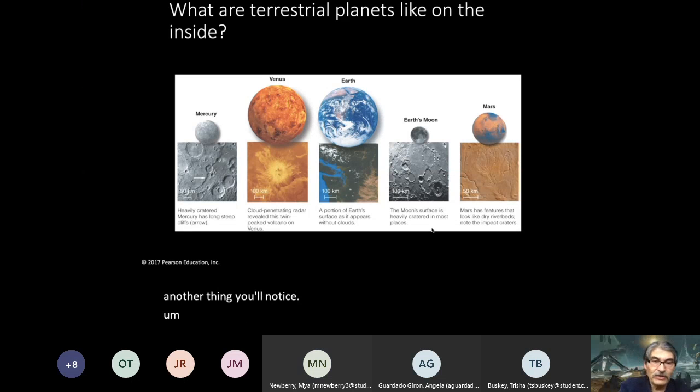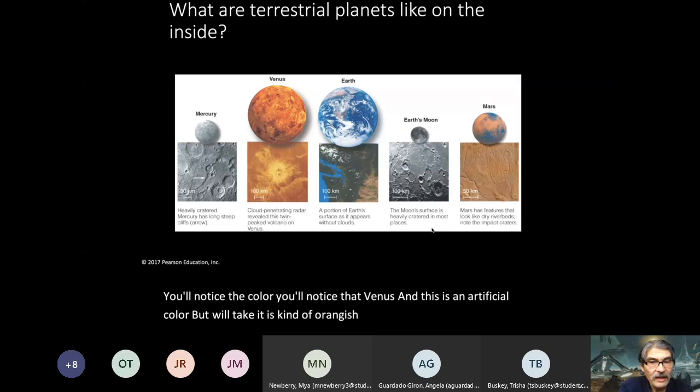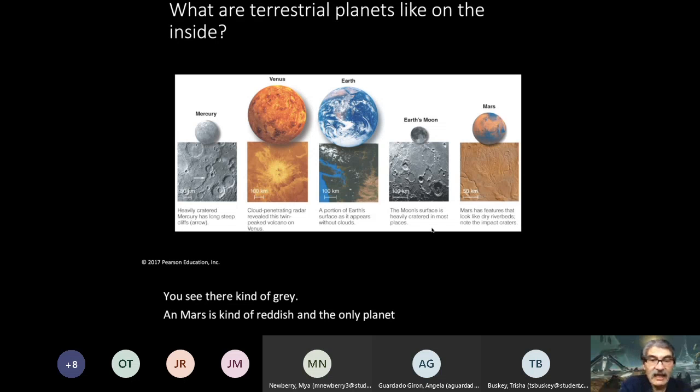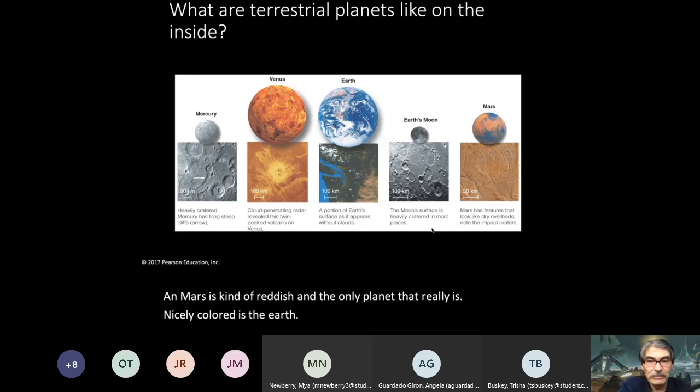You'll notice the color. You'll notice that Venus, and this is an artificial color, but we'll take it, is kind of orangish yellow. Would you agree? Whereas Mercury and the Earth's moon, after you do the flyby and review the tapes, are kind of gray. And Mars is kind of reddish. And the only planet that really is nicely colored is the Earth. I'm very partial to blue. So maybe that's a little bias on my part.